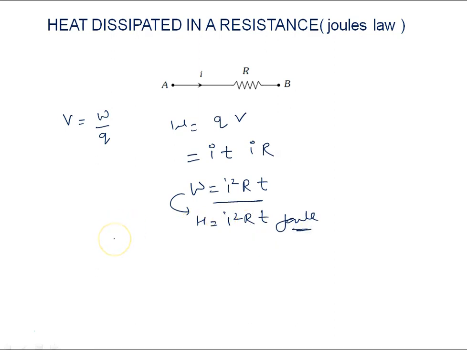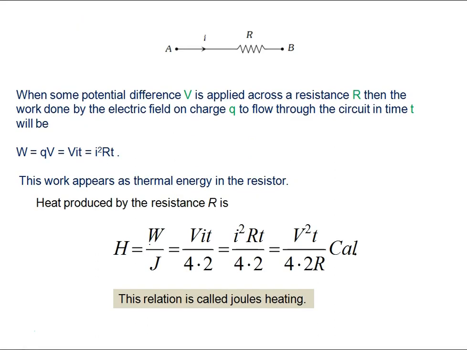And if the question comes in calories, all of you know the relation 4.18 joule equal to 1 calorie, so you can convert according to that rule. This is Joule's law, that is I square RT that I have written here. In different forms, this I square RT, using Ohm's law, you will write as V square by R into T, and one more we have discussed, VIT. And when we divide by 4.2 or 4.18, we will get the answer in calories.